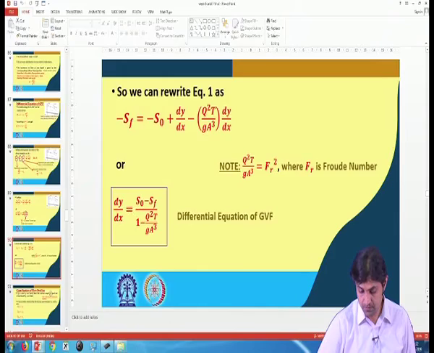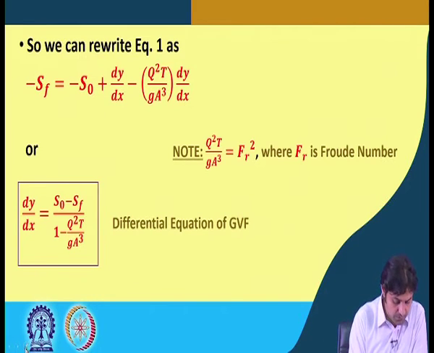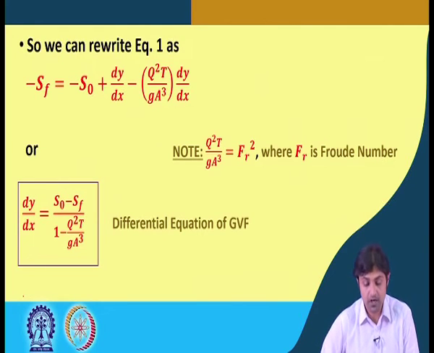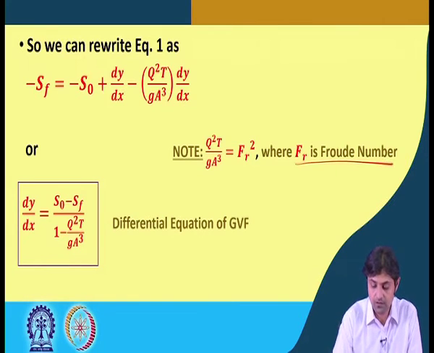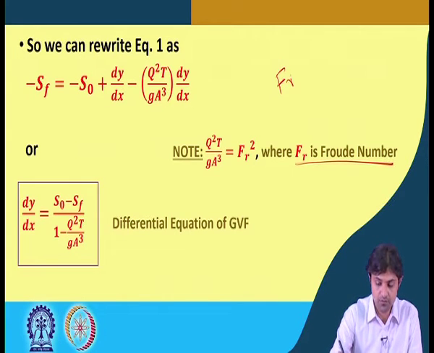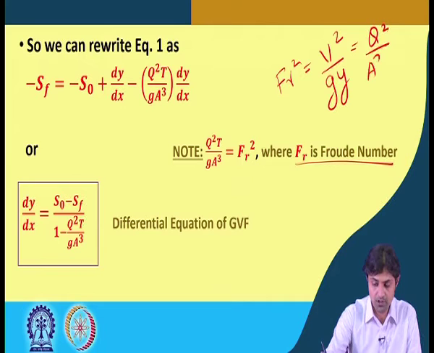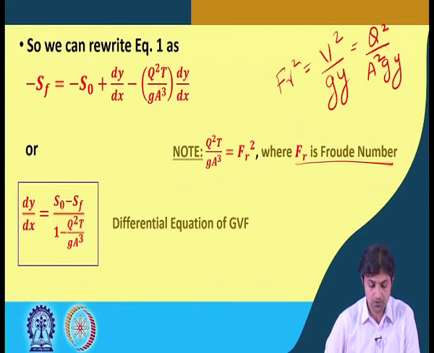We were here. Actually this value, Q square T by g A cube, is Froude number squared, where Fr is the Froude number. So, you can try: Froude number squared is equal to V square by g y. So, it will be Q square by A square into g y.